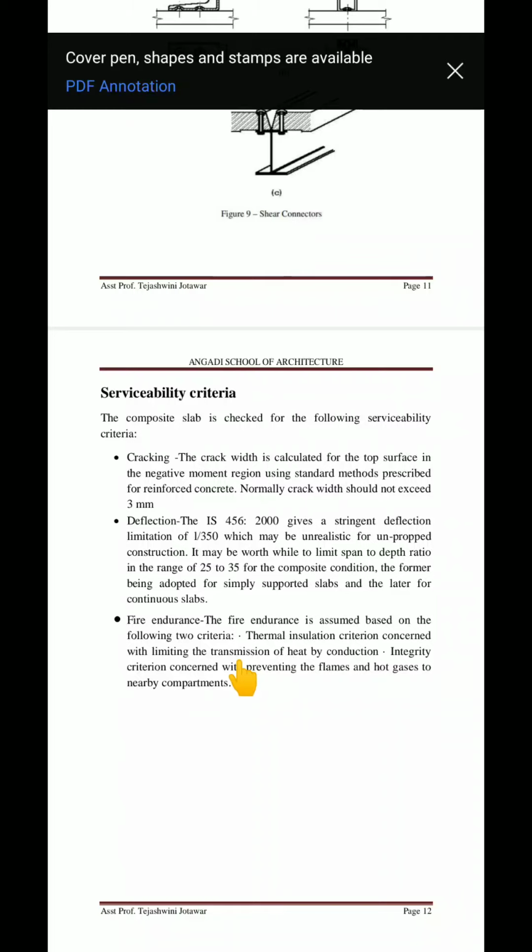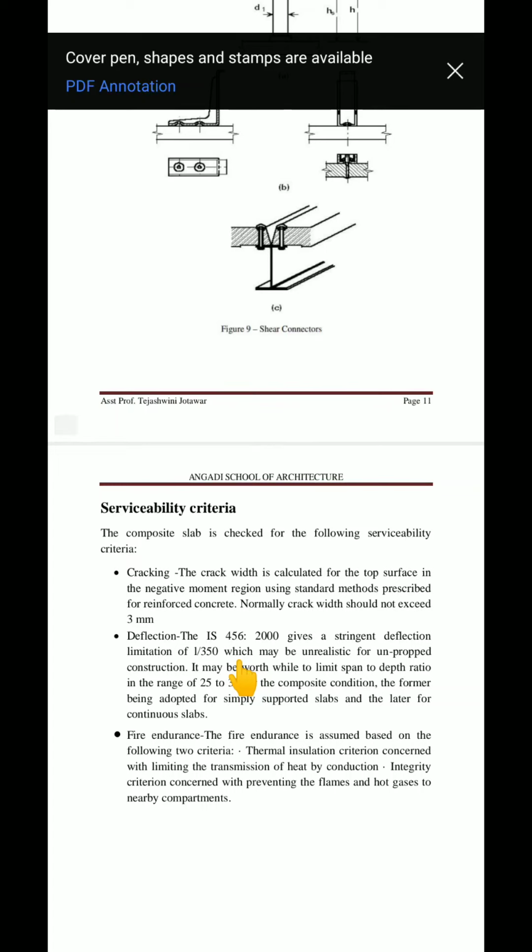So these are certain introduction about composite flooring system.